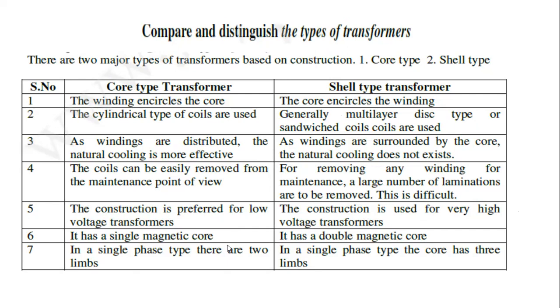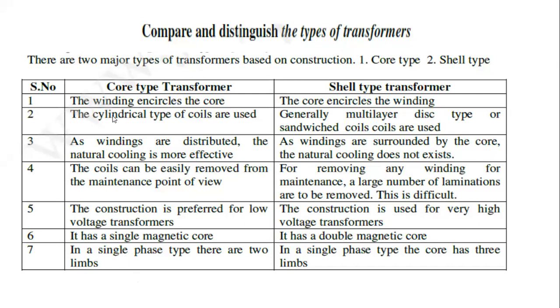It has a single magnetic core. In the core type transformer, we are using a single magnetic core. In the shell type, we are using a double magnetic core. In a single phase core type, there are two limbs. In a single phase shell type, the core has 3 limbs. In the shell type transformer, we are using 3 limbs. In the core type transformer, we are using two limbs.